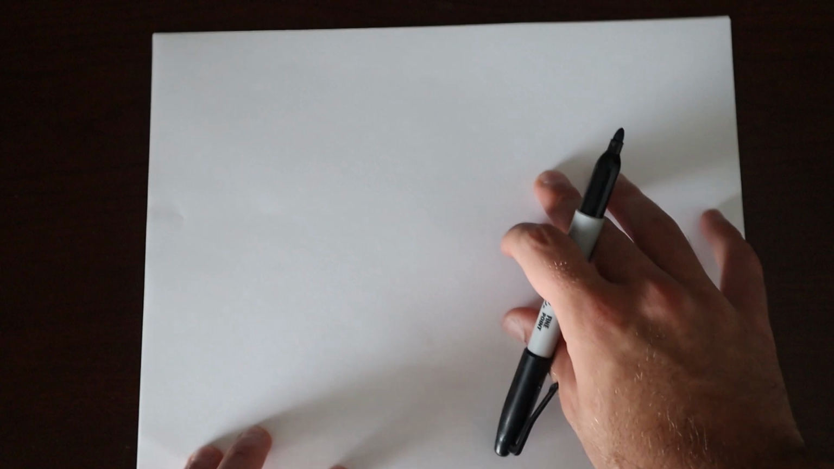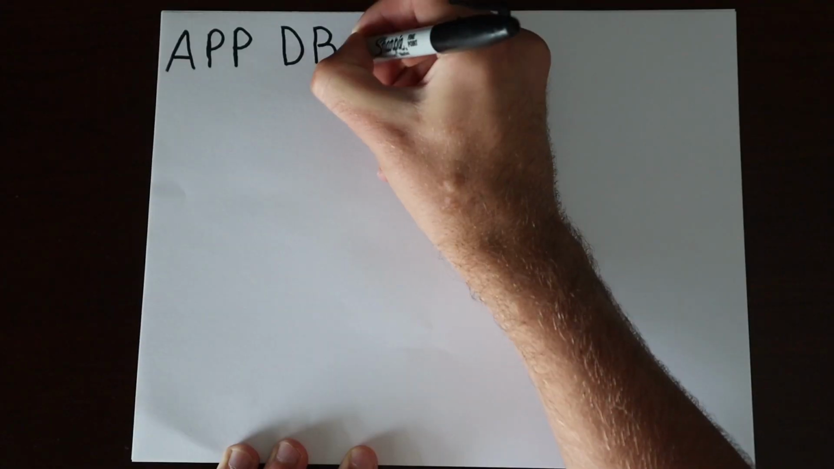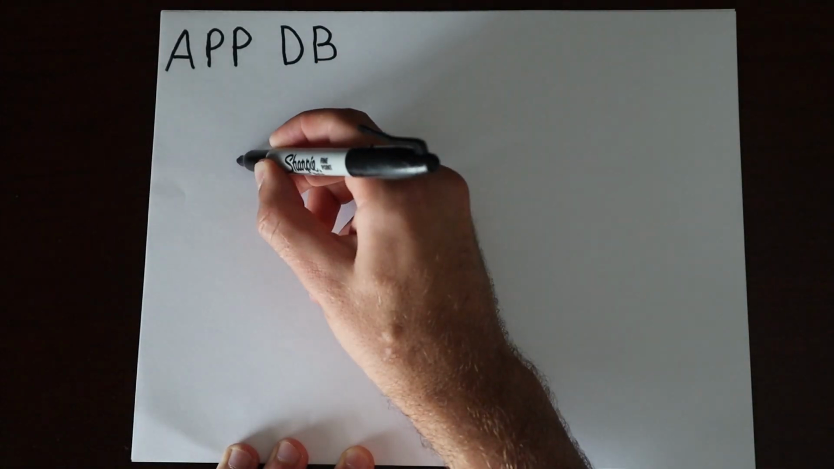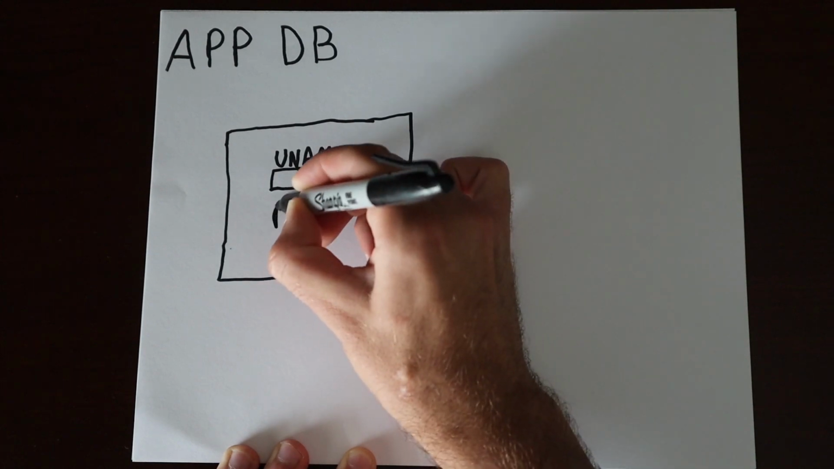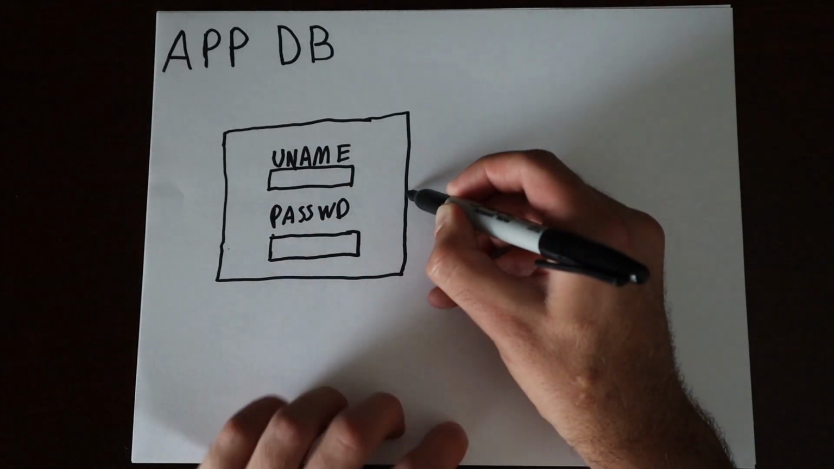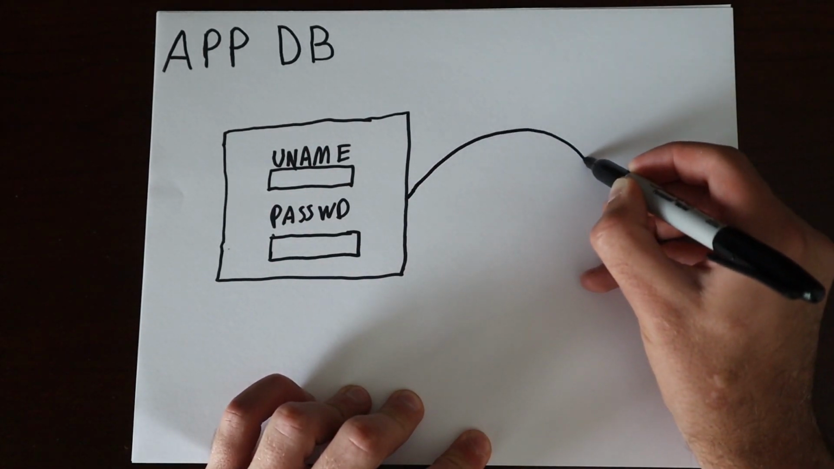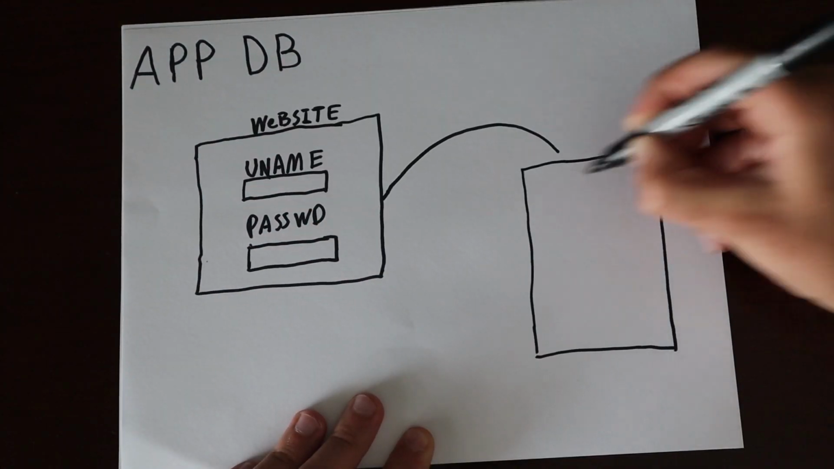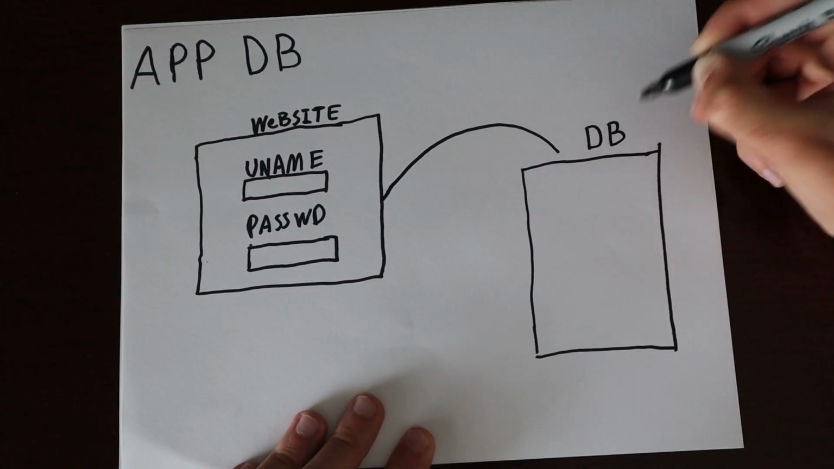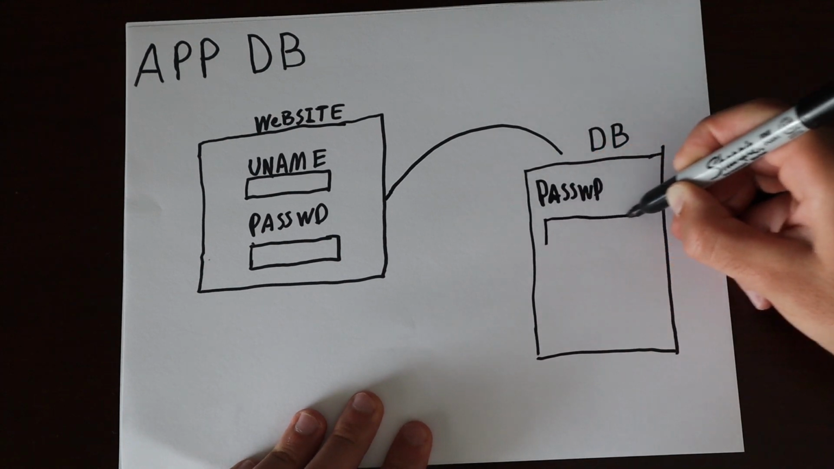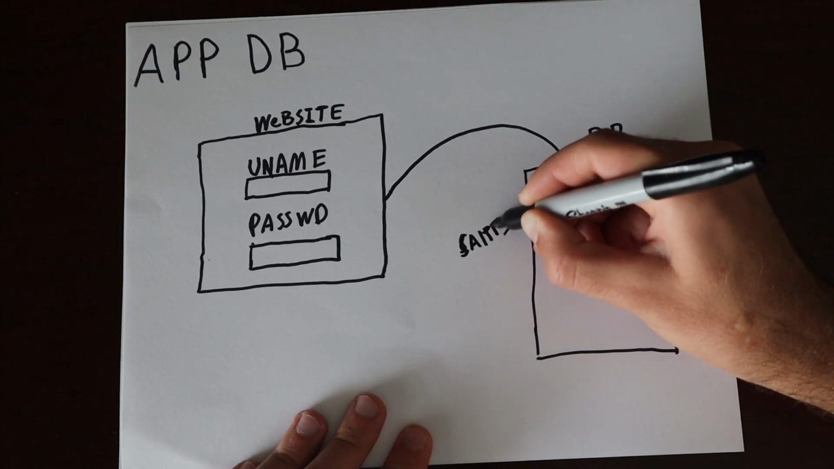Now, yes, my drawing sucks, but don't make fun of me too much. So here we have an application database, think a web application, which takes the username and password fields to create a new account for a website. These newly created or stored credentials will be sent over to a database encrypted while being sent. And once arriving at the database, the password specifically will be stored with a salted hash with best practices.